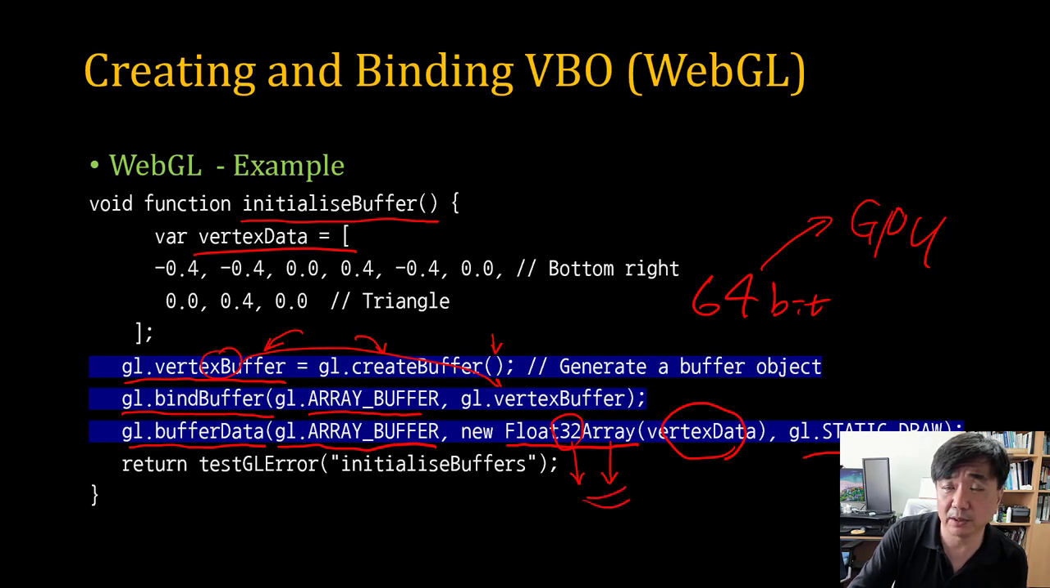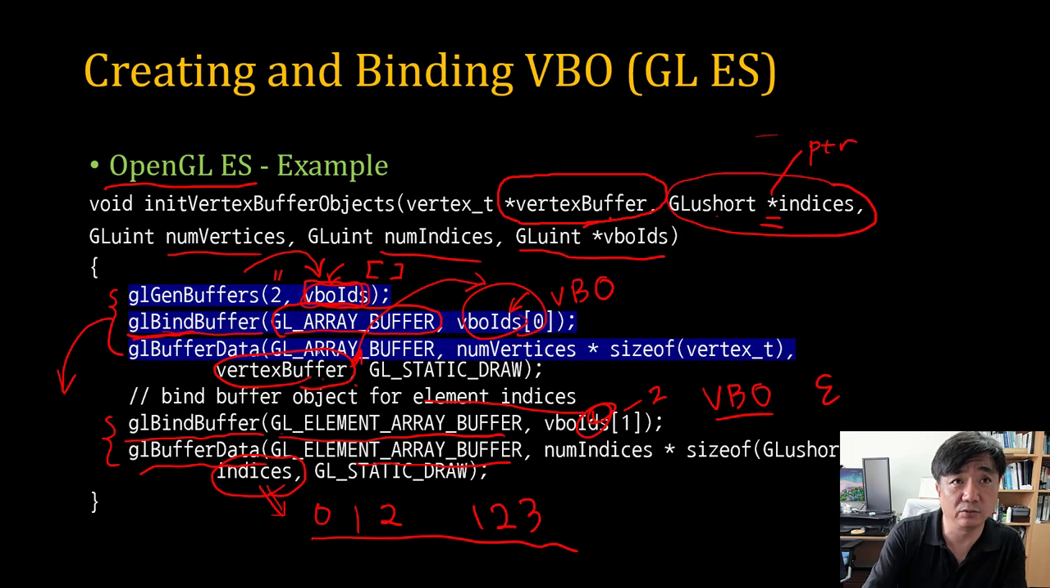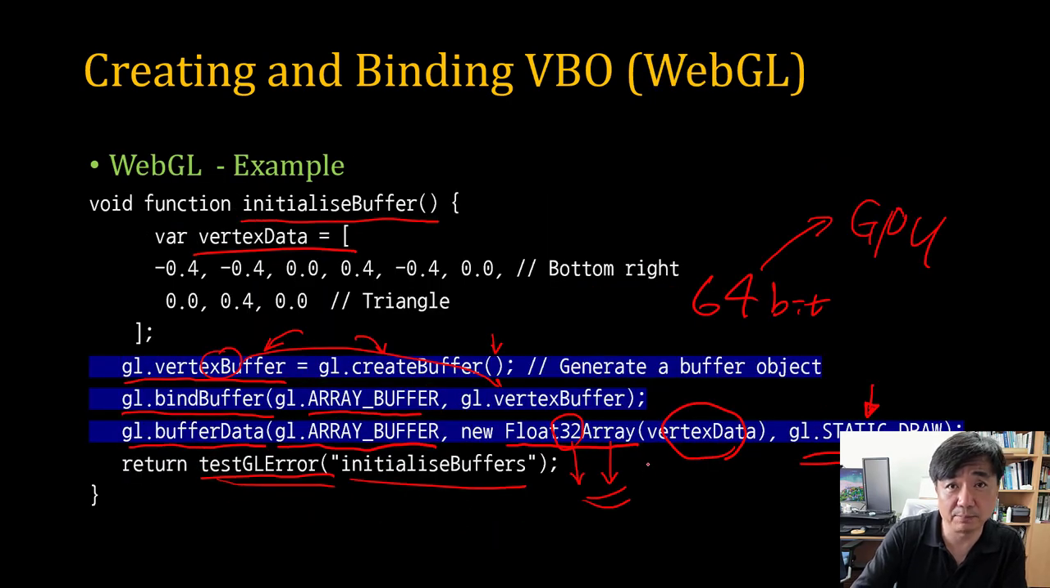Then we can set the parameter for cache behavior. So we set it to static draw. If we set static draw, it means that we will not change this data frequently, so it is stored internally in a different cache management scheme. In GL, we need to send the number of bytes, but we don't have to send that parameter in WebGL because the vertex data object already has the size of the memory. Okay.